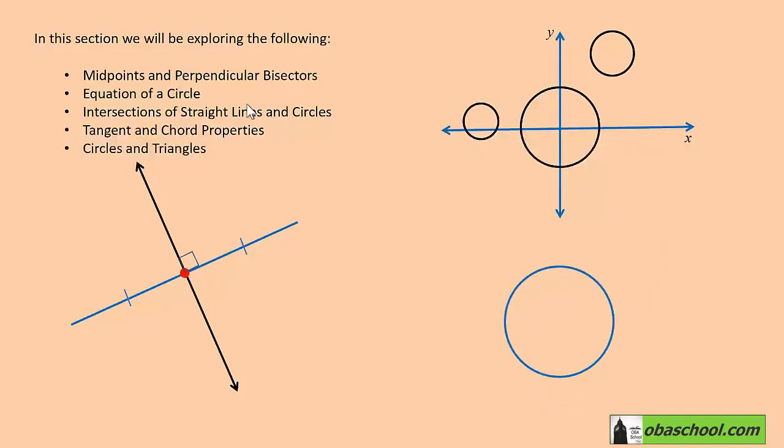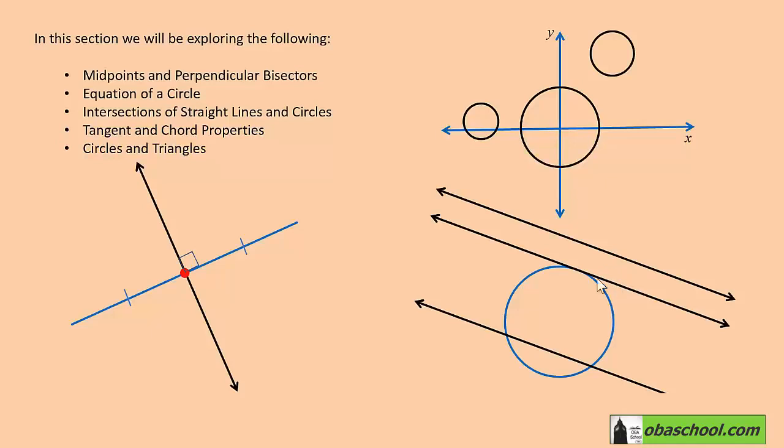We're going to look at the intersections of straight lines and circles. So here we have a circle. Here we have a straight line that cuts the circle in two distinct places. Here we have a tangent to the circle, which touches the circle just at one point. And here we have a line that misses the circle altogether. We're going to look at all of those cases.